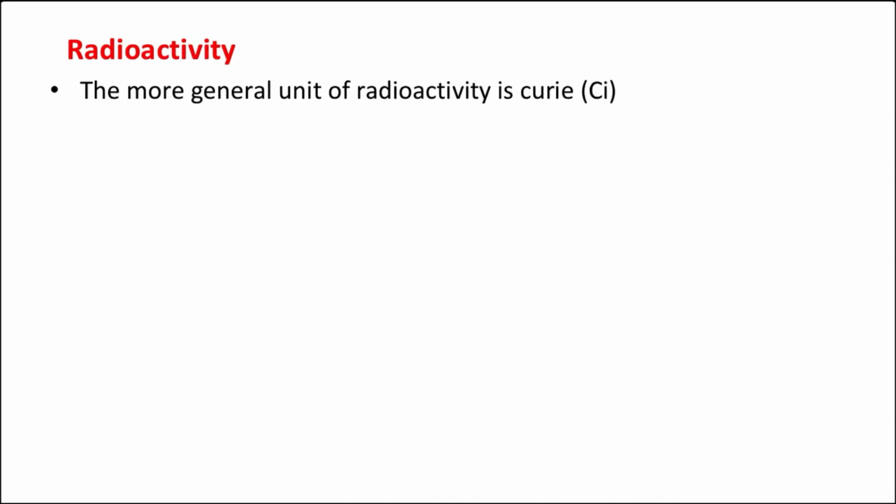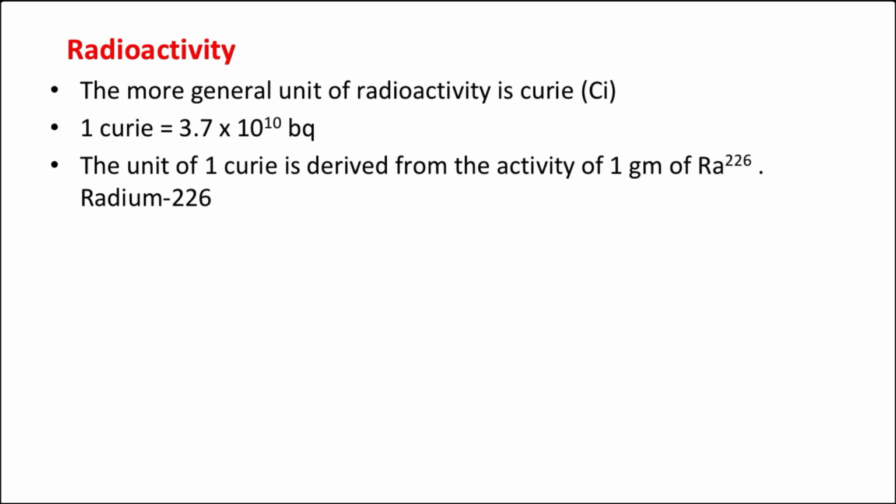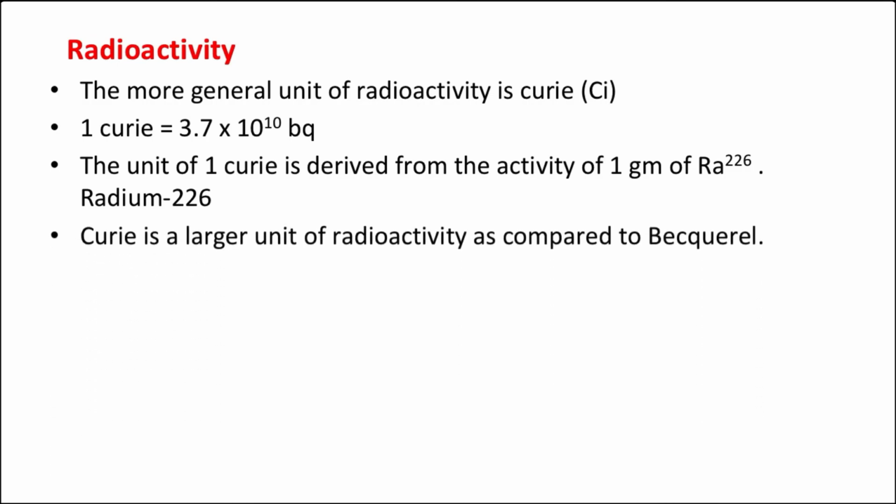But the more general unit of radioactivity is the Curie. You might have heard of Madame Curie; it is named after her. It is denoted by Ci, capital C, small i. And 1 Curie is equal to 3.7 into 10 raised to the power 10 becquerels. This unit is derived from the activity of 1 gram of radium-226. Curie is a larger unit of radioactivity as compared to becquerel, which is a smaller unit.